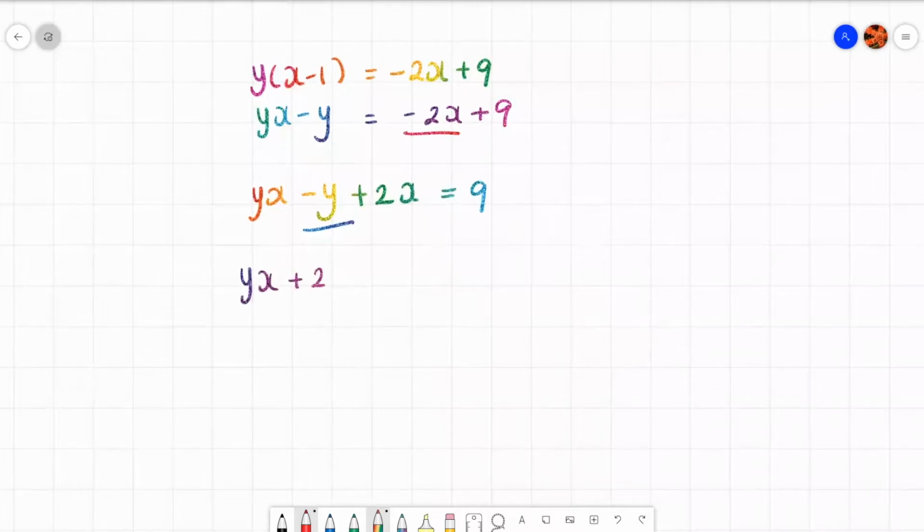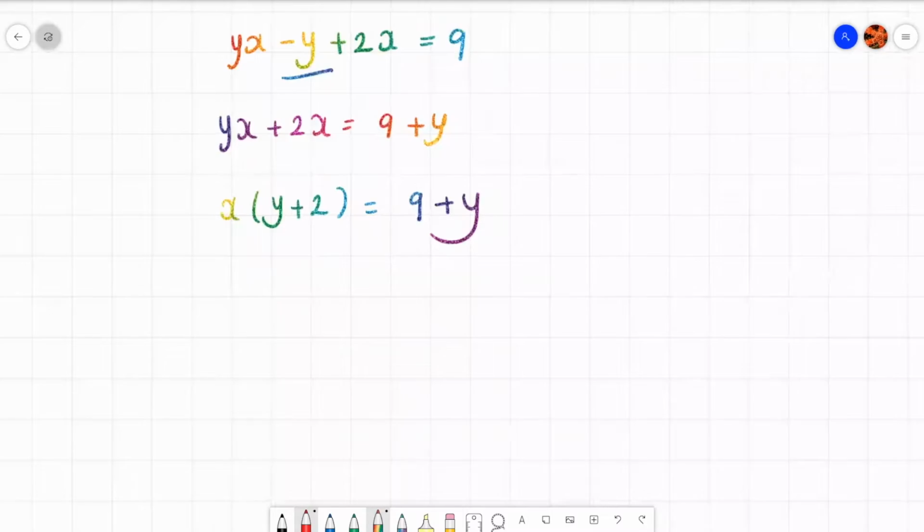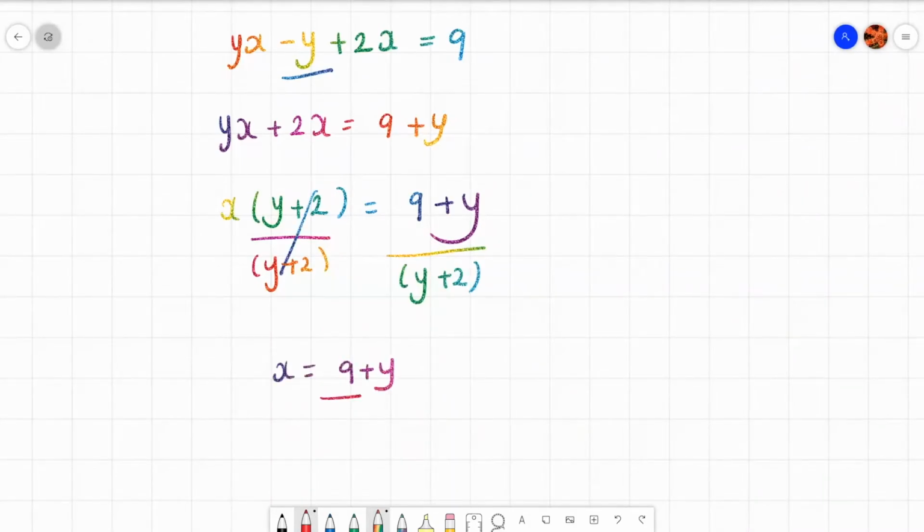yx plus 2x equals 9, add y. Factorize, remember when you've got x's in two places, factorize. So x and then y plus 2 inside the bracket. How do I get rid of the bracket there? Well, I need to divide, don't I? So I'm going to divide by y plus 2. Okay, that cancels. So I've got x equals 9 plus y over y plus 2.